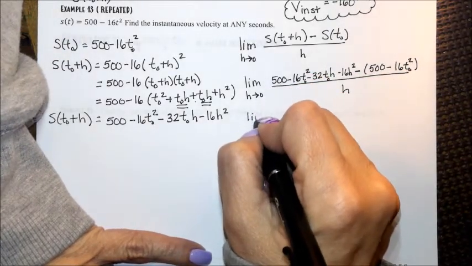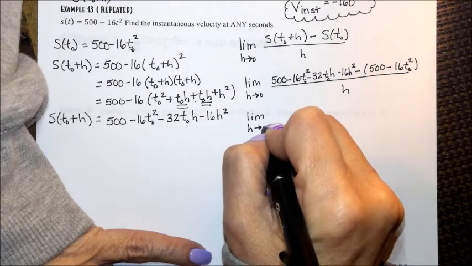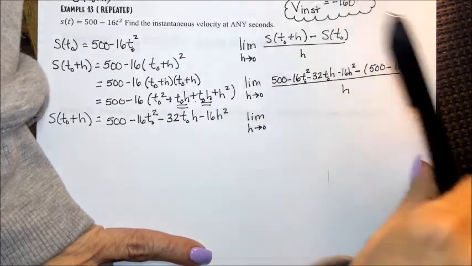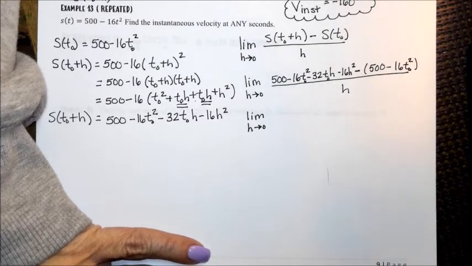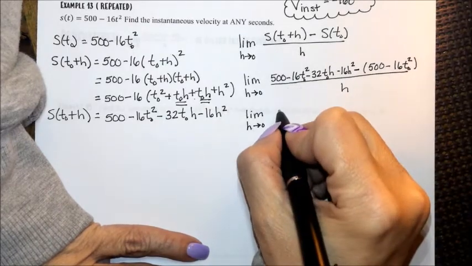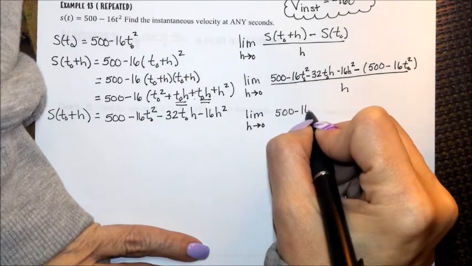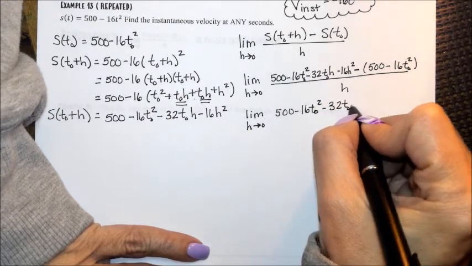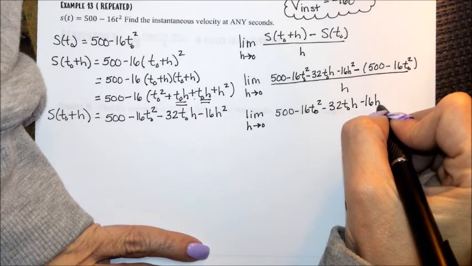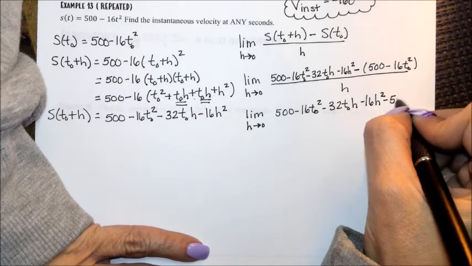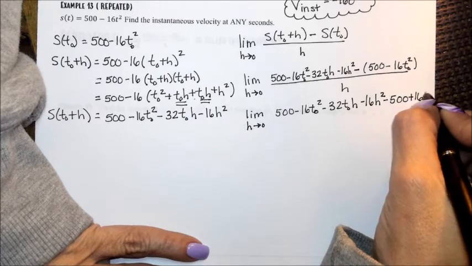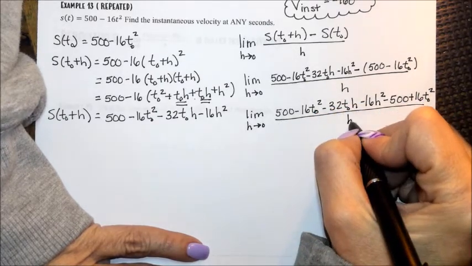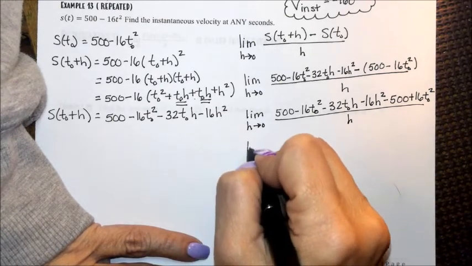Now, where mistakes will happen is when you write stuff down on the next line. I'm trying to decide, you know what, I'm just going to go ahead and write this out again without parentheses. So 500 minus 16 t naught squared minus 32 t naught h minus 16 h squared minus 500 plus 16 t naught squared all over h. All right, we are going to simplify this.